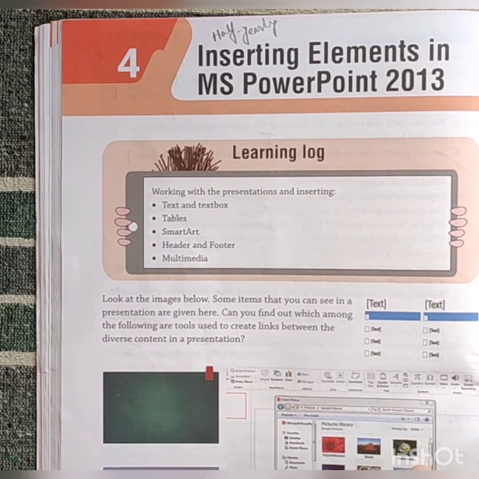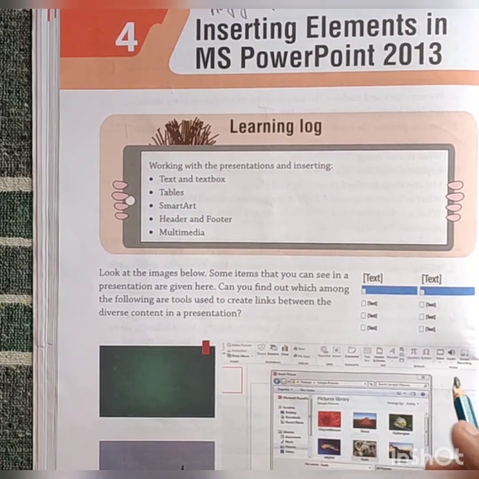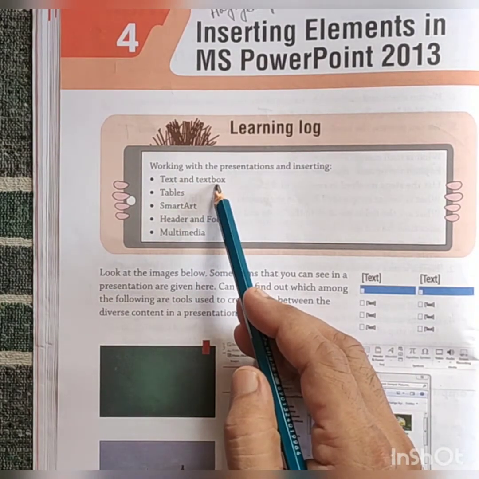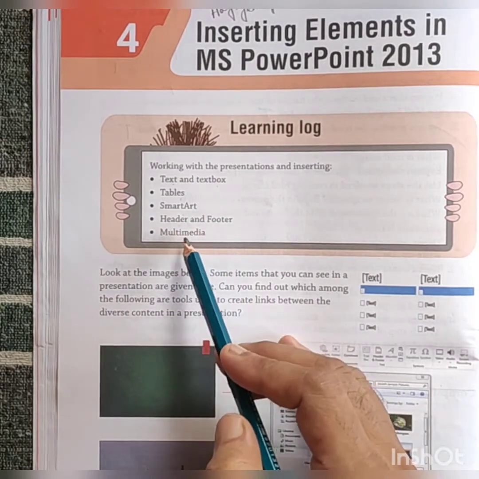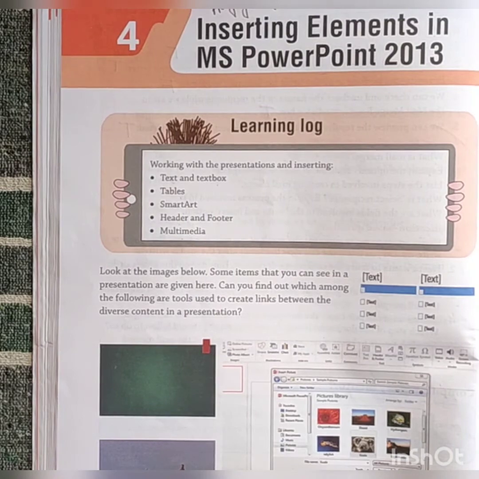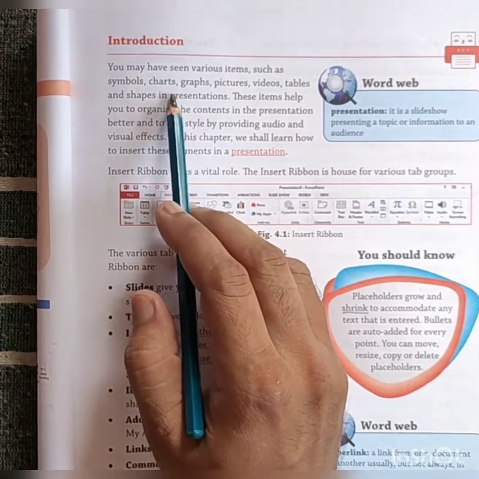Before I explain the chapter, what are the things we have in today's topic? We have text and text box. Next we have tables, SmartArt, header and footer, multimedia. So first I give an introduction of the chapter. What is the introduction of the chapter?